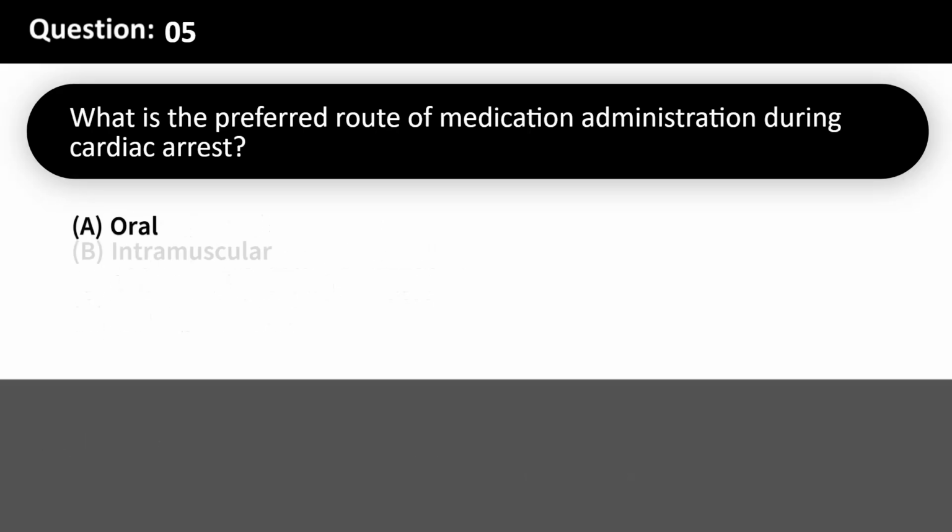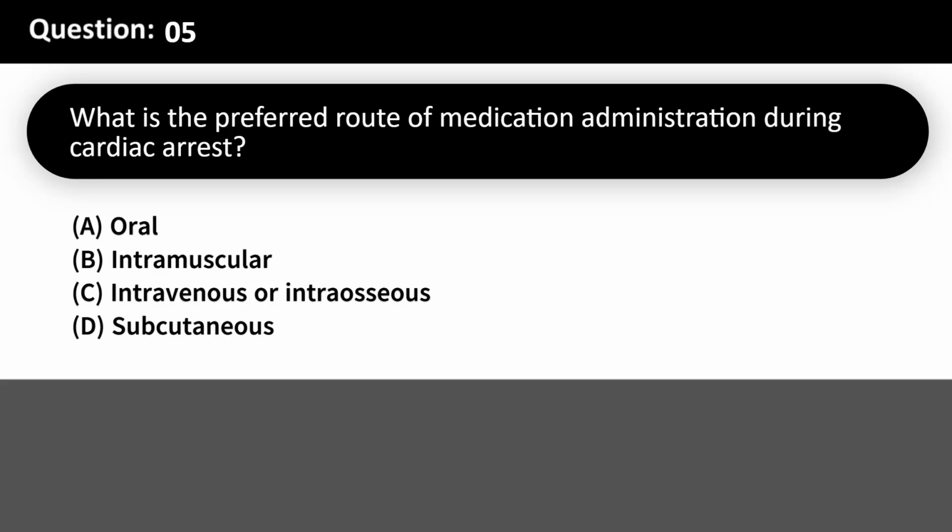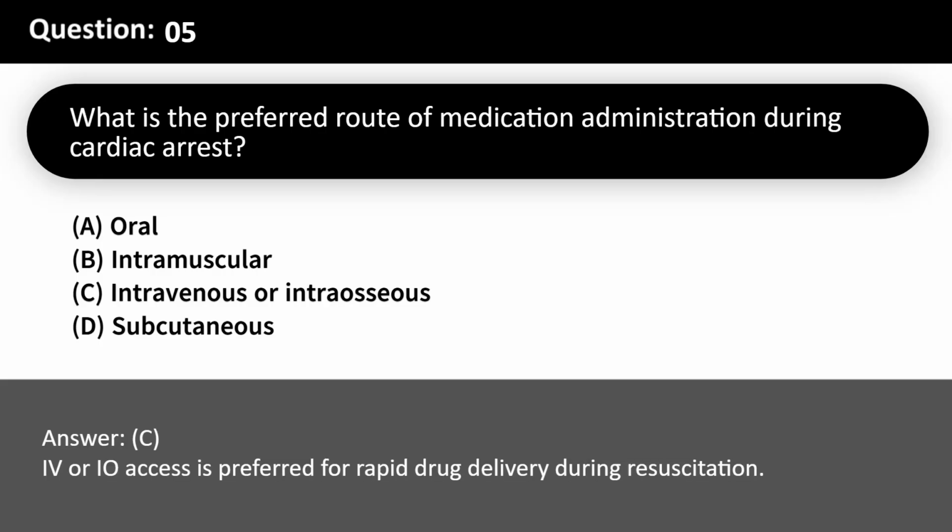What is the preferred route of medication administration during cardiac arrest? A. Oral. B. Intramuscular. C. Intravenous or intraosseous. D. Subcutaneous. Answer: C. IV or IO access is preferred for rapid drug delivery during resuscitation.